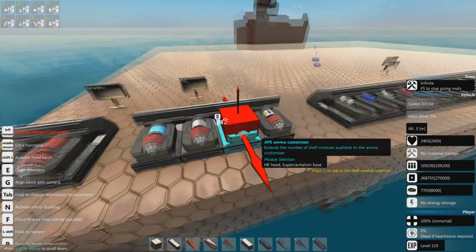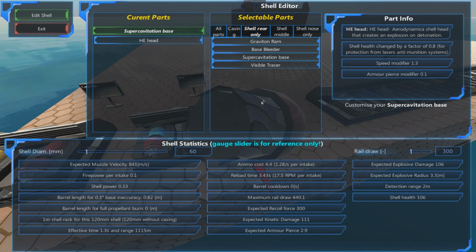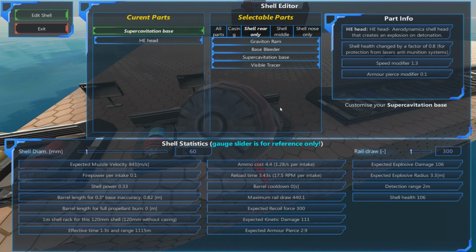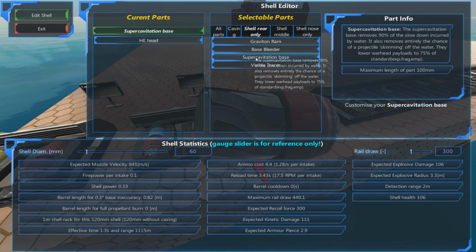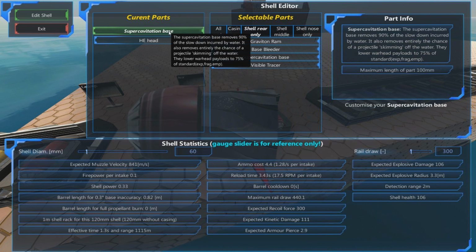It's really good. And next we have the Supercavitation Base, and I, in videos gone by, keep mispronouncing this. I call it a Supercavitation Base, which is not correct. I forget what supercavitation actually means. It's something to do with how water works. But what this does is that it removes 90% of the slowdown incurred by water. It also removes entirely the chance of a projectile skimming or bouncing off water. It lowers warhead payloads to 75% of standard, so explosive, frag, and EMP. Again, it's a very useful shell component.